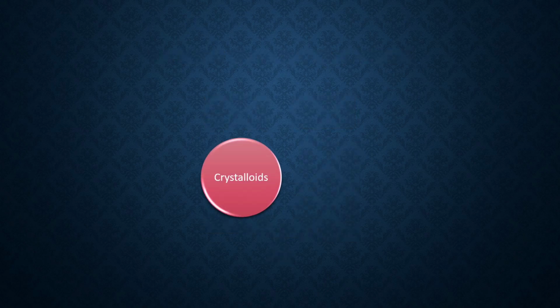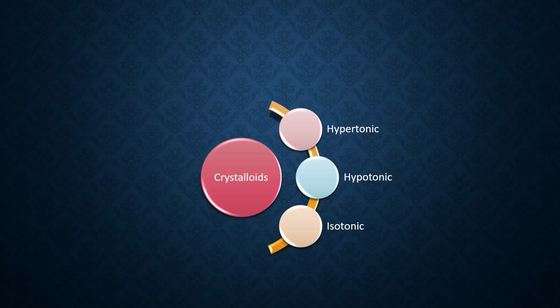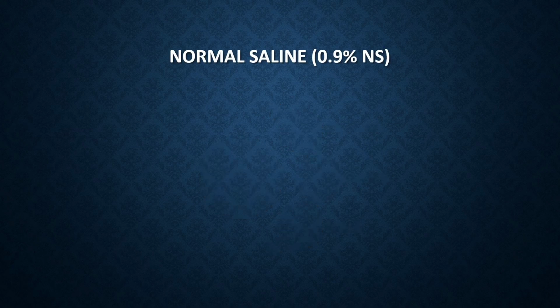Now we will discuss the crystalloid in this lecture. The crystalloids are mainly of three types. The first one is hypertonic, the second one is hypotonic, and the third one is isotonic. Hypertonic means the osmolarity of the fluid is more than the body plasma. Hypotonic means the osmolarity of the fluid is less than the body plasma, and isotonic means the osmolarity of the fluid is equivalent to the body plasma.